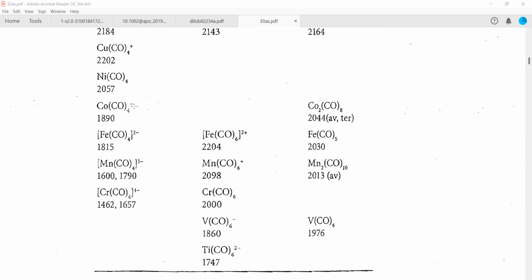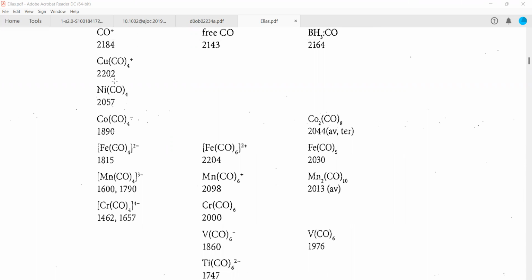You can also get to know how, for example, this one, you will see that it is very high. The carbonyl frequency is quite high, even higher than the carbonyl positive. The reason behind it is that this metal center is positively charged. So if the coordination sphere is positively charged, that means the back donation is very, very weak. And that is why this stretching frequency is quite high.